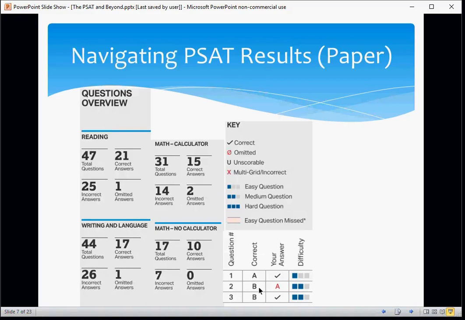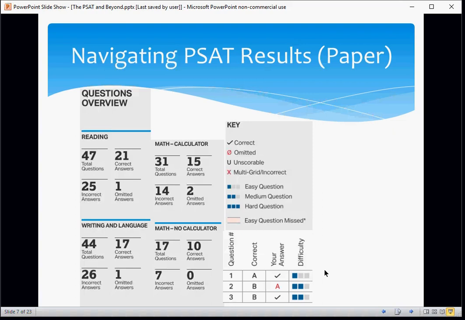Question 2, the correct answer is B. The student did not answer it correctly, so they put in an A, and this is a medium level difficulty question. So you'll see that for every single question on the test, you'll have a breakdown of whether the student answered it correctly or incorrectly, and also the difficulty level of the question.